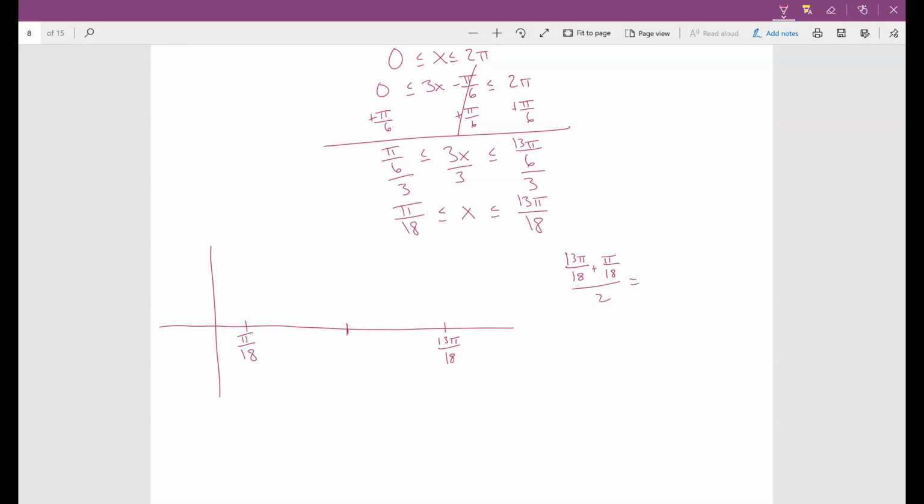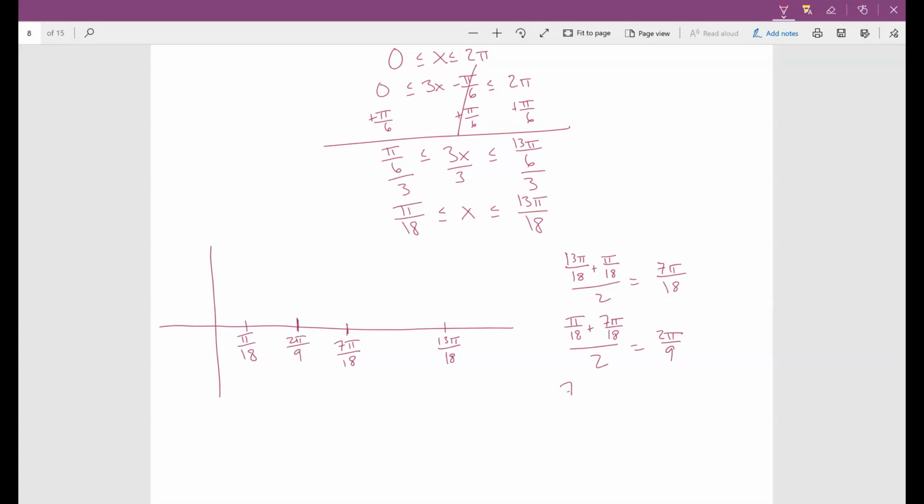So we're going to put it in our calculator. 13 pi over 18 plus pi over 18 divided by 2. That's going to give me 7 pi over 18. So that's going to be the inside. Now we're going to look at this guy. So pi over 18 plus 7 pi over 18 divided by 2. I got 2 pi over 9.